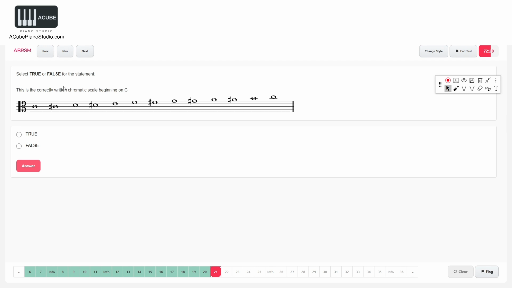Okay, this is the correctly written chromatic scale beginning on C. So let's look at this. This is C, right? So let's draw out the piano. Okay, so I first check, start with C. Did it end with C? Yes, it ends with C. So correct. Next, is there any note that is not being used?